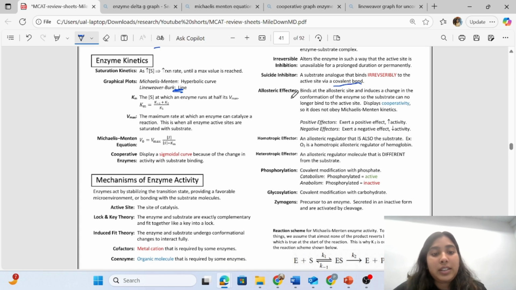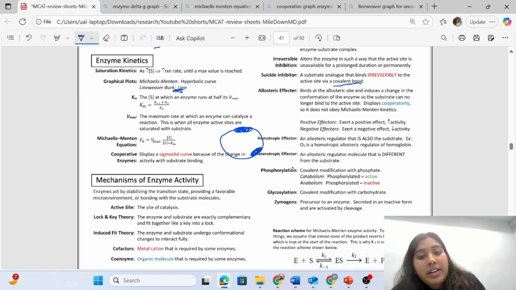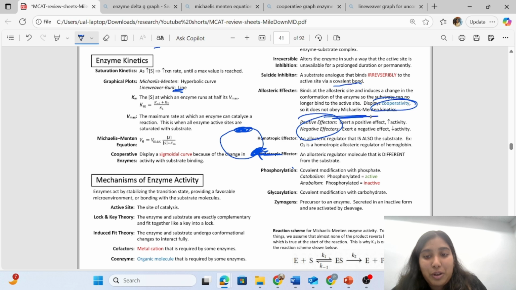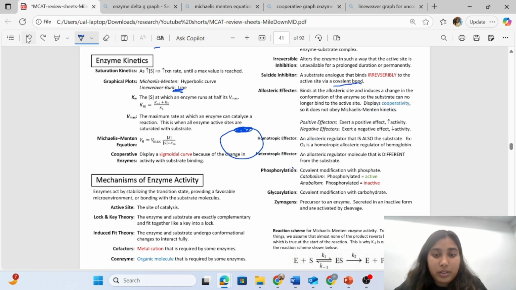Allosteric effectors: if you have an enzyme, so this is your enzyme, this is your active site. Another site where molecules can bind is called the allosteric site. So allosteric effectors are the ones that bind to this allosteric site. They could be positive or negative effectors. Positive increases the activity, negative decreases the activity. And all the allosteric effectors show cooperativity, so they do not obey Michaelis-Menten kinetics. Okay, let's clean that now.